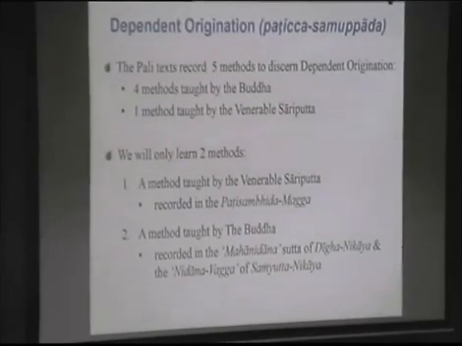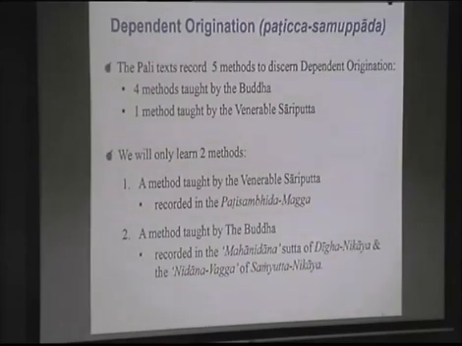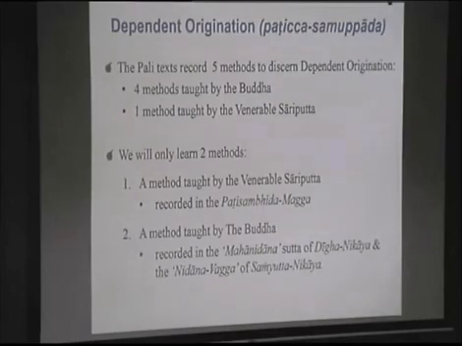The Pali text records 5 methods to discern dependent origination: 4 methods taught by the Buddha and 1 method taught by the Venerable Sariputta. We will only discuss 2 methods. One is taught by the Venerable Sariputta, recorded in the Patisambhida Magga. The other is taught by the Buddha, recorded in the Mahasatipatthana Sutta of the Digha Nikaya and the Nidana Vagga of the Samyutta Nikaya.